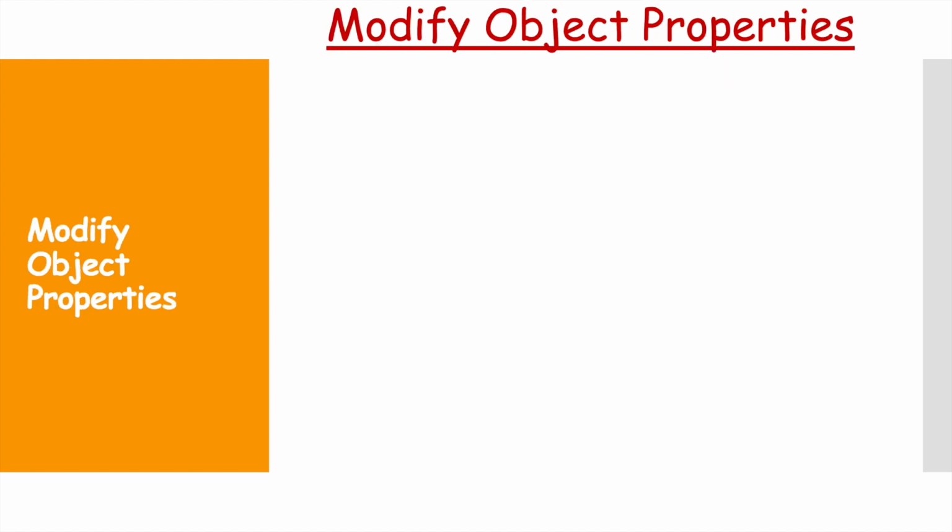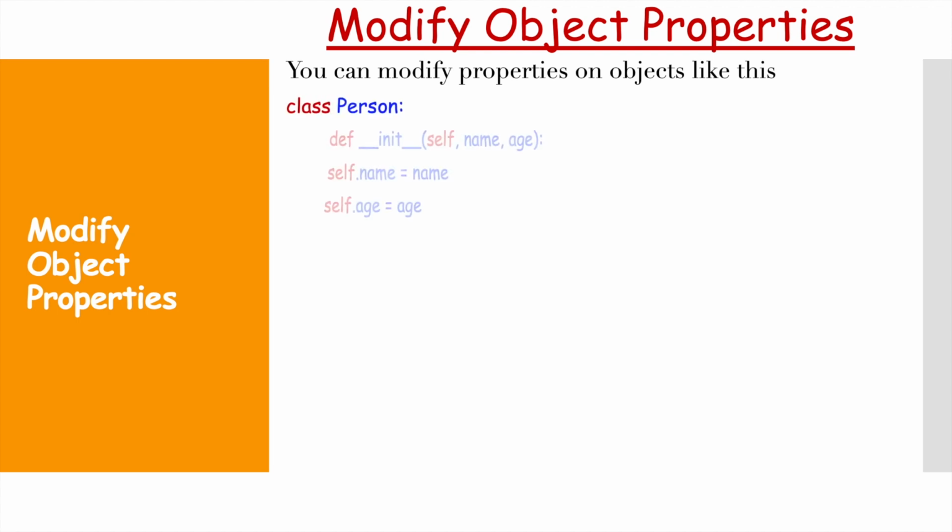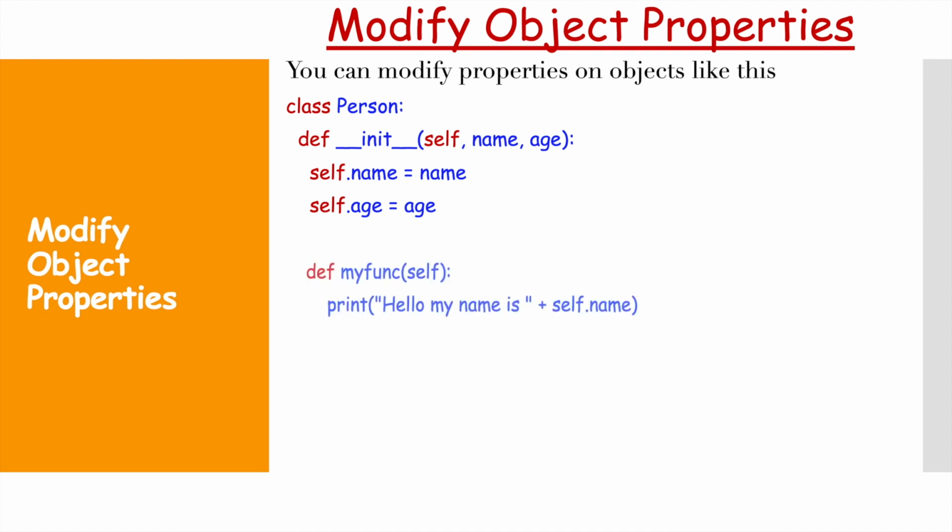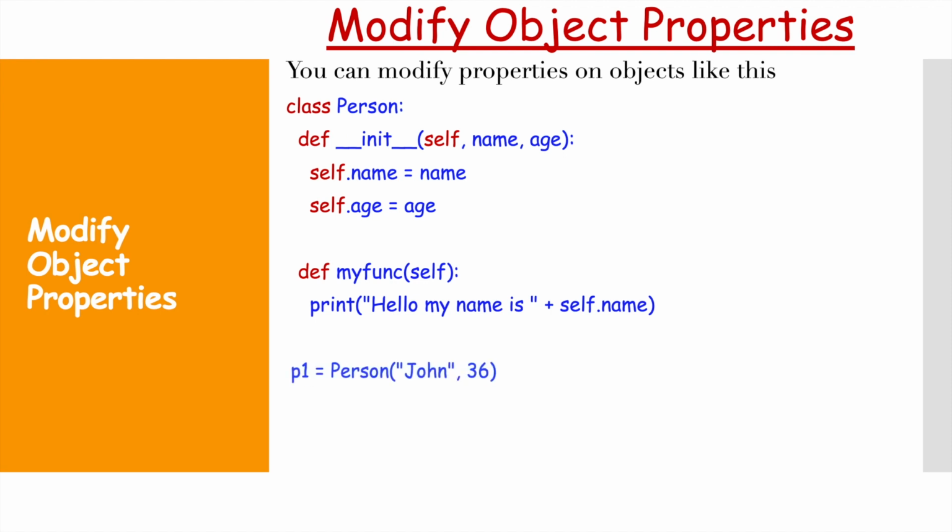Now you can modify the object properties also. So let's see how to modify the properties of an object with the help of an example. So here is your class Person and you have your init method. Self is the default parameter and it is expecting two arguments, name and age. And then it is initializing two variables with the values it has received when the object is created. It has another function, my function, and it is printing hello my name is, the value of name.